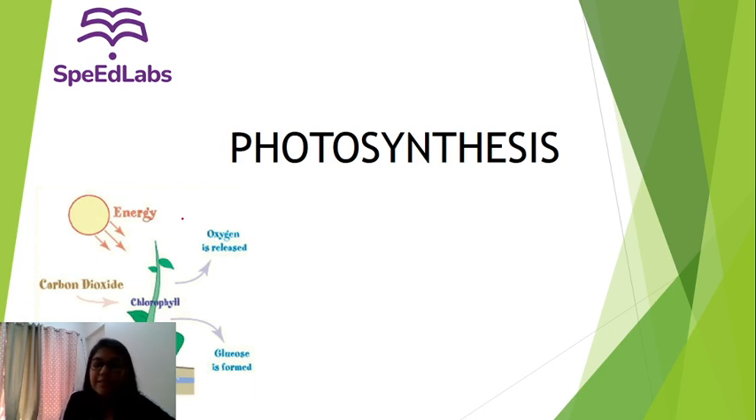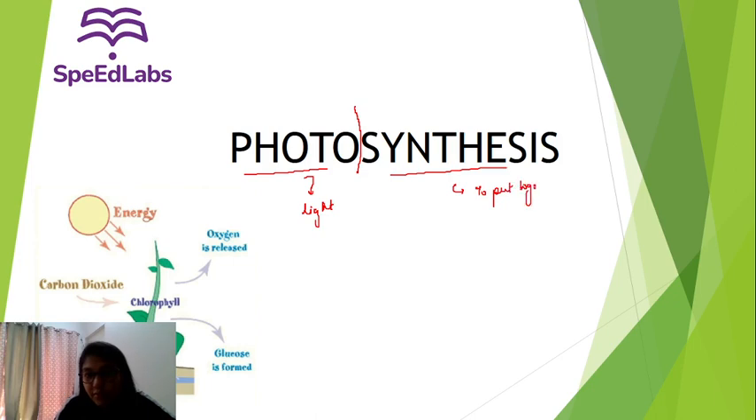Right now, first let's understand the term photosynthesis. If I divide this term into two parts, photo and synthesis, photo is light, and synthesis is to put together. So what is happening here? Substances are being put together in the presence of light. This is what photosynthesis is.